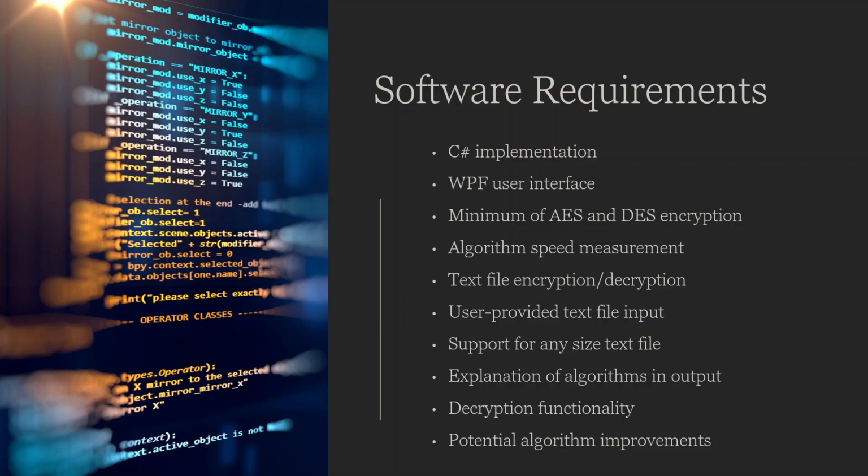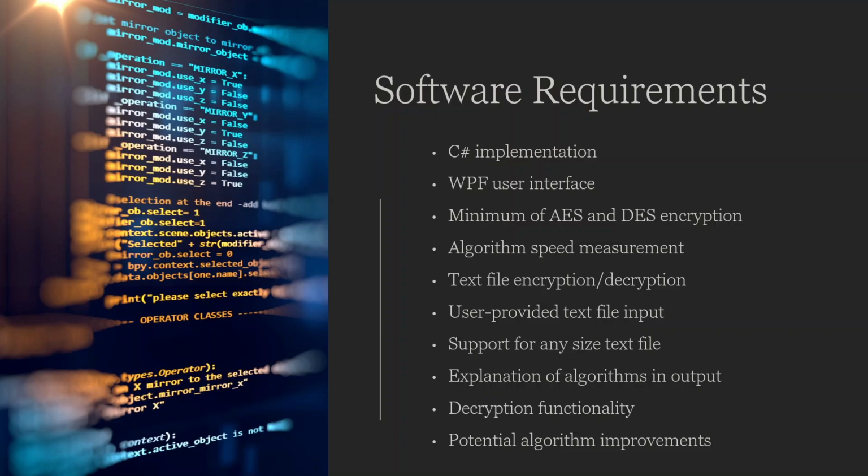Initially, I wanted to explain how the algorithms worked in the output, along with the output text file whenever they use it. But I feel like a better way to approach that would be to have a separate page that explains all the encryption algorithms that we're working with. So I'll probably end up implementing that in a different way than how I have it listed here. I'll probably go with a separate page for that. Obviously, I want decryption functionality. You want users to be able to encrypt stuff and decrypt it.